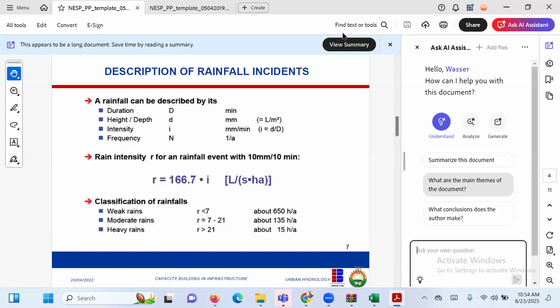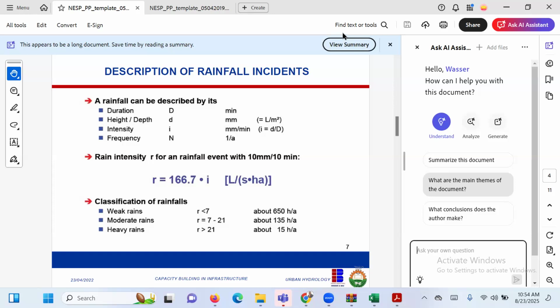So when I say my return period for my design is 10 years, what I'm trying to say in essence is that I'm designing a structure, I'm designing my pipe system in such a way that in 10 years, if this kind of rain should come, my structure will be able to hold it. So that is more like a safety factor.